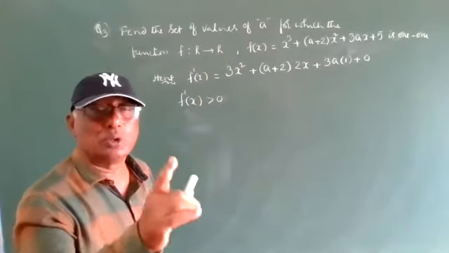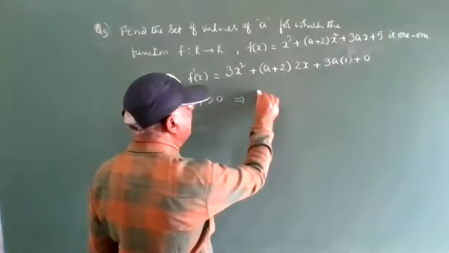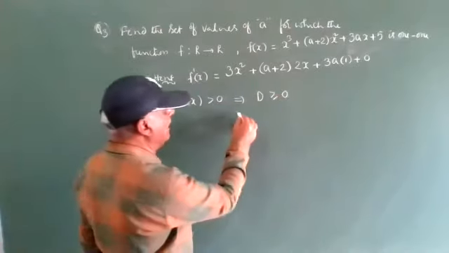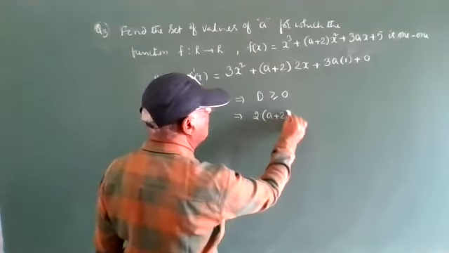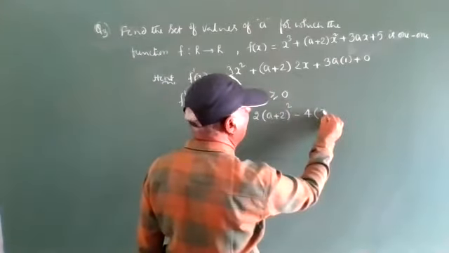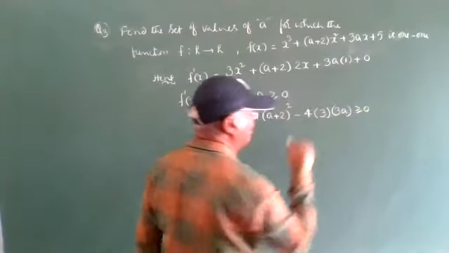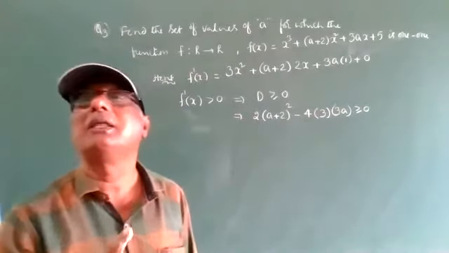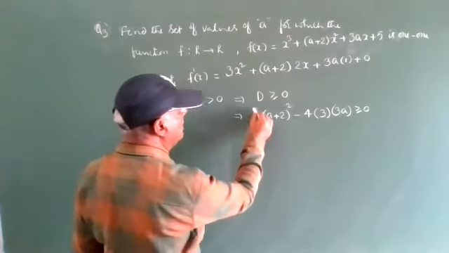So immediately, the discriminant is always greater than or equal to 0. Right, now what is the discriminant? b square, so 2 into a plus 2 whole square minus 4ac. The a value is 3 and the c value is 3a, greater than or equal to 0. So increasing function means the discriminant is greater than or equal to 0, okay?